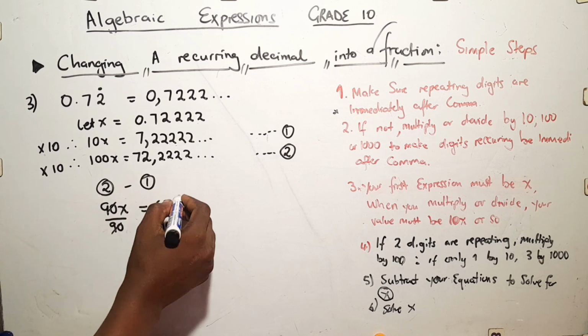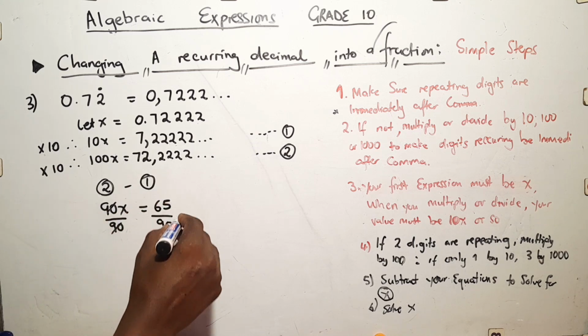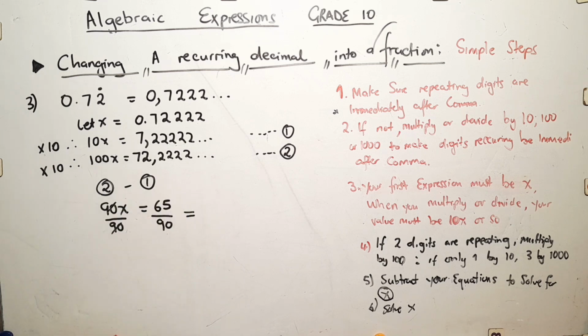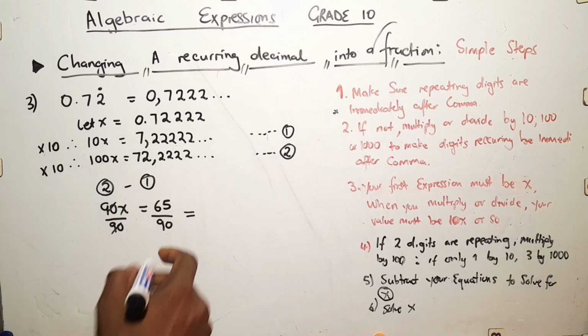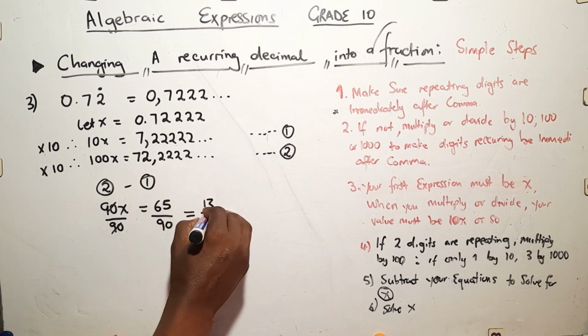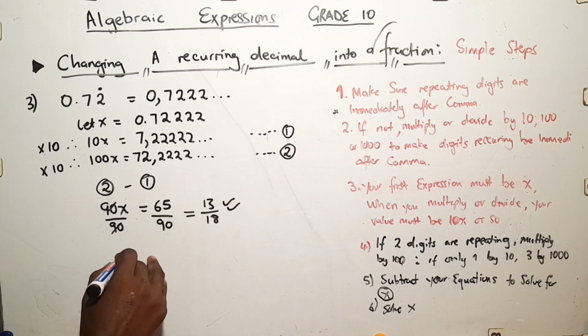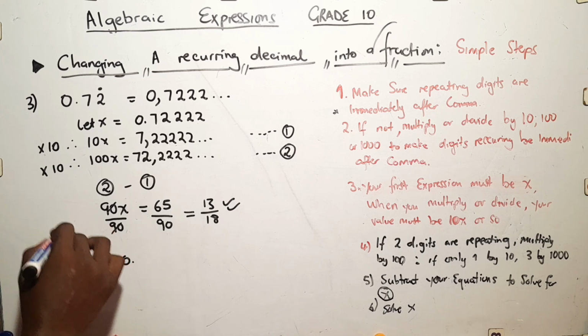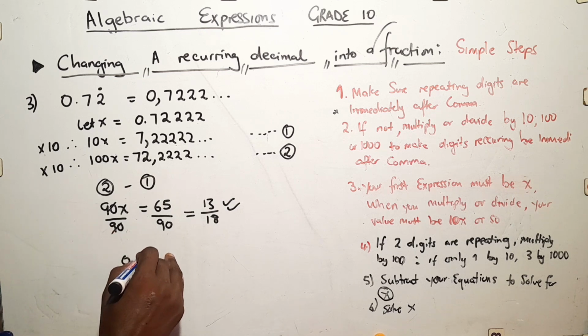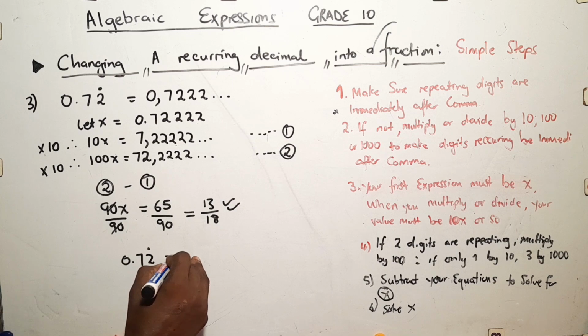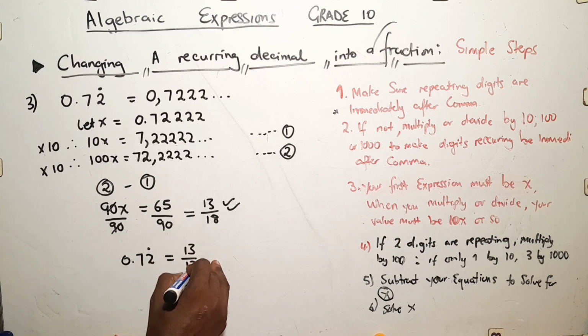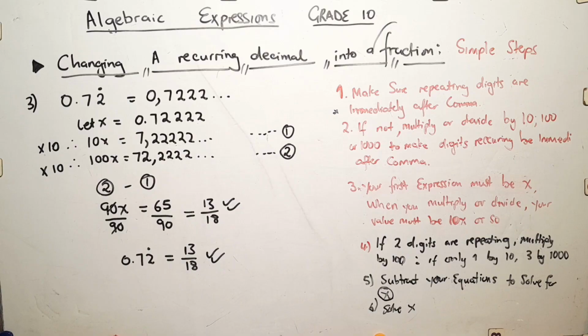And here it is 65 over 90, and you can further simplify that, because we're having a common factor which is 5. You can divide both terms by 5. So this gives you 13 over 18, like that. So it means that your 0.72 recurring is equivalent to 13 over 18. As simple as that. Let's move on to the next.